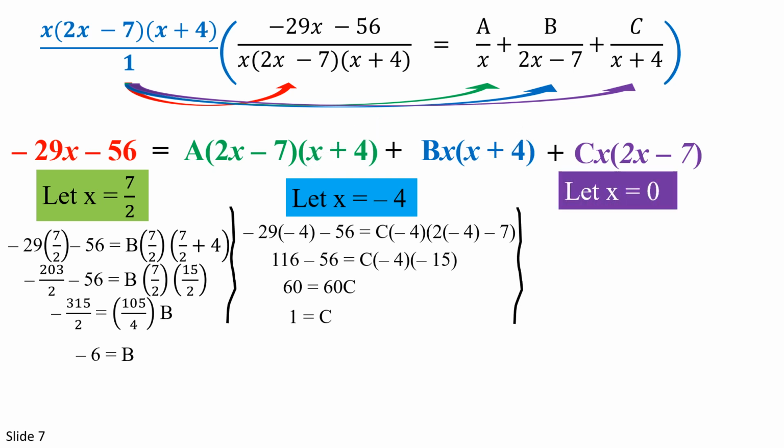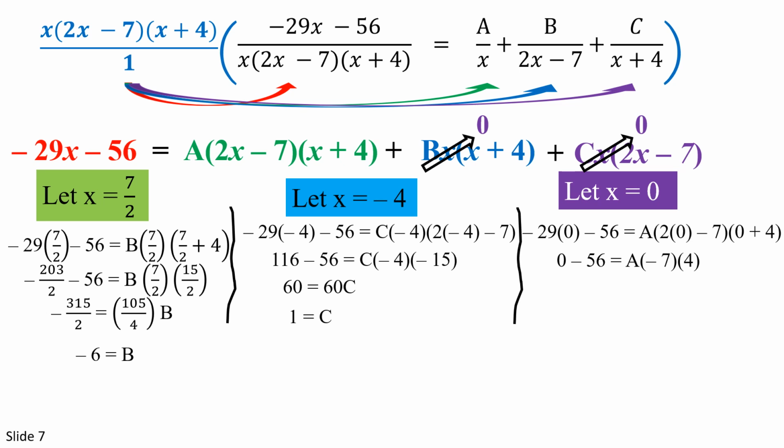And then let's set x equal to 0. That will eliminate the B and the C, so all we have left is the A. Plugging in the 0, we get negative 0 minus 56 on the left, A times negative 7 times 4. So negative 56 is negative 28A. So A is 2. Now the order in which you do these, 0, negative 4, 7, doesn't matter, your choice.